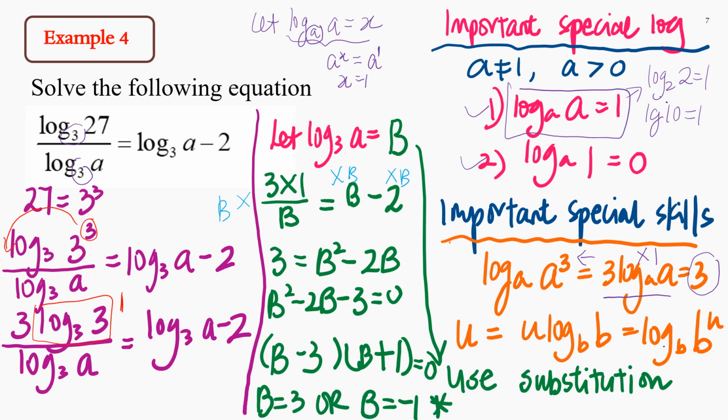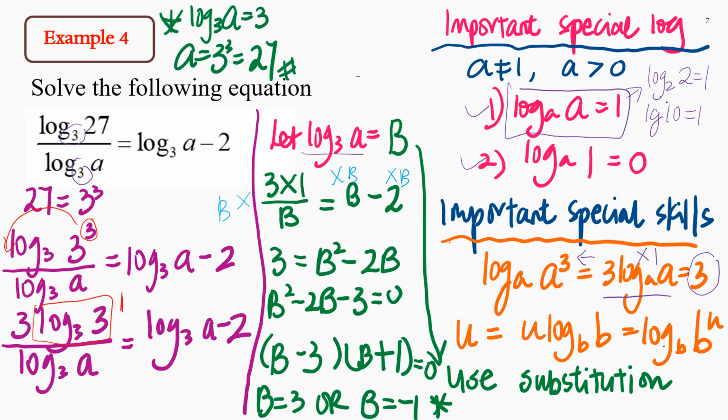Basically the value of b is not what you are finding. The value of b is a substituted value for log a base 3. So you're finding the value for a, not for b. So you need to let log a base 3 equal 3, then convert it into index form. If you have forgotten how to do it, go back to the previous slides. So that will be 3 to the power of 3, which gives you 27 for the first value of a. The second value will be 3 to the power of negative 1, which is 1/3.